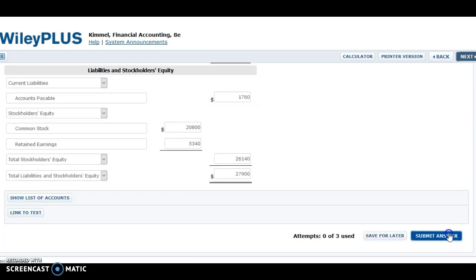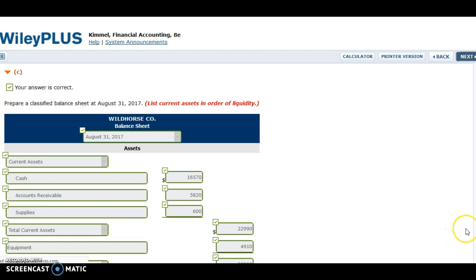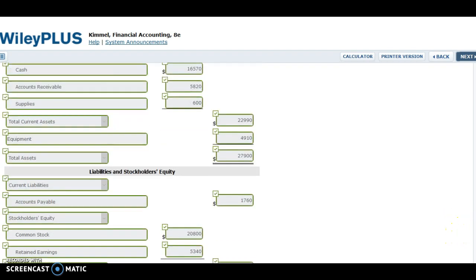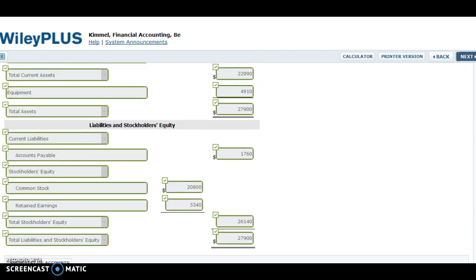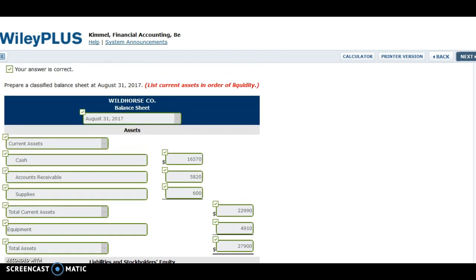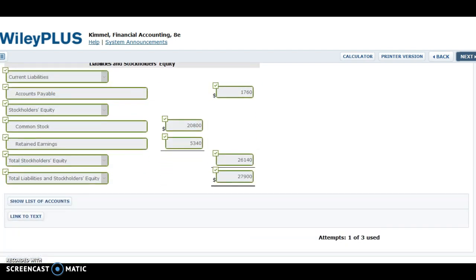My numbers could still be wrong, and it will tell me if they are. My answer is correct. How fantastic. And that is how you do the balance sheet correctly. And if you do it wrong, you scramble and add everything else back up again.